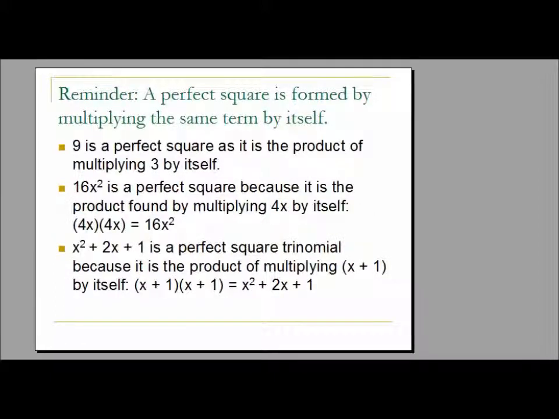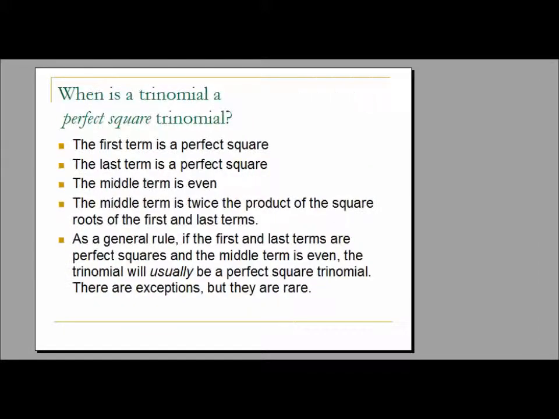Remember that a perfect square is formed by multiplying the same term by itself. 9 is a perfect square as it is the product of multiplying 3 by itself. 16x squared is a perfect square because it is the product found by multiplying 4x by itself. x squared plus 2x plus 1 is a perfect square trinomial because it's the product of multiplying x plus 1 by itself. x plus 1 times x plus 1 gives x squared plus 2x plus 1.